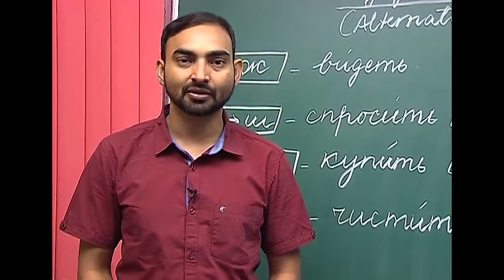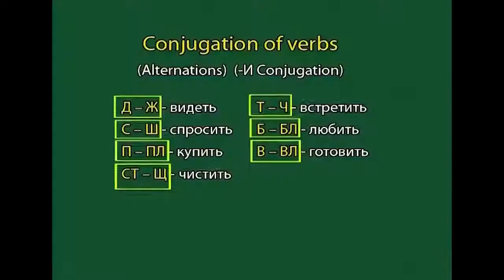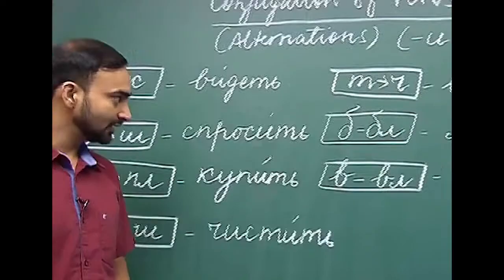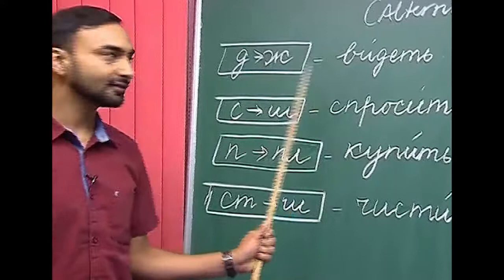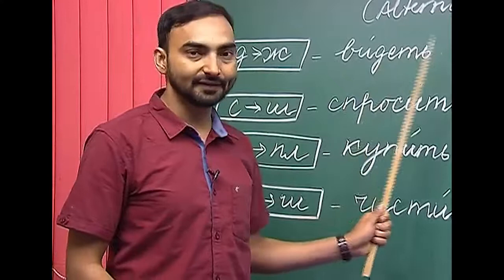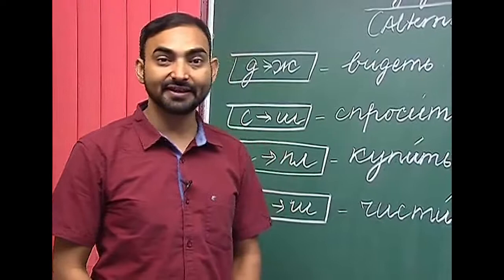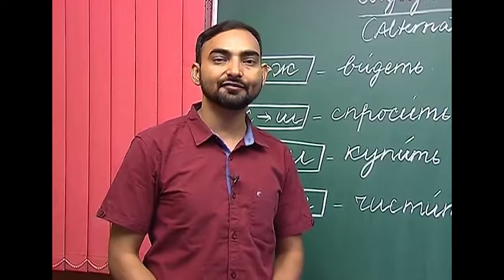Now, we will discuss the alternations which happen only with the first person singular number, with ya. There are a few verbs which follow the e conjugation where the alternation happens only in the first person singular number, ya. The first alternation happens when the consonant d changes to zh in the first person singular number. For example, if you conjugate this verb vidit, ya vizhu, so this d changes to zh, ya vizhu, but ti vidish. So, from ti onwards, ti vidish, onana vidit, mi vidim, vi vidite, ani vidyat.